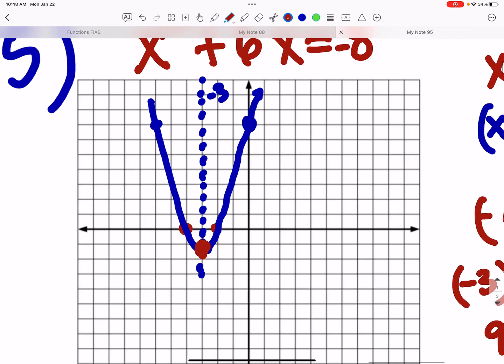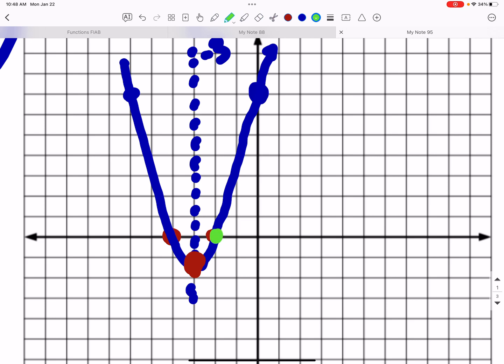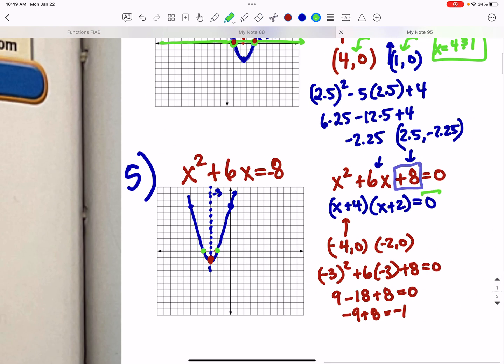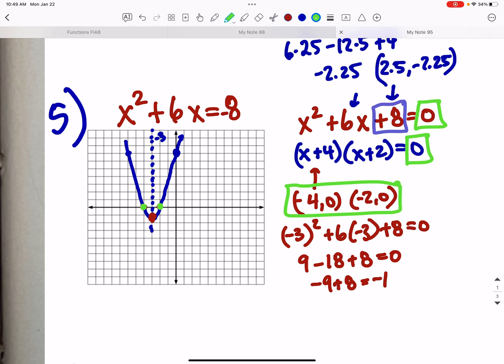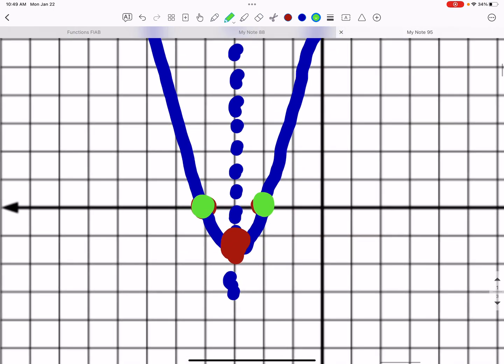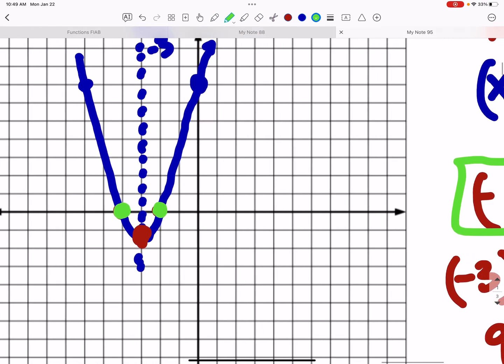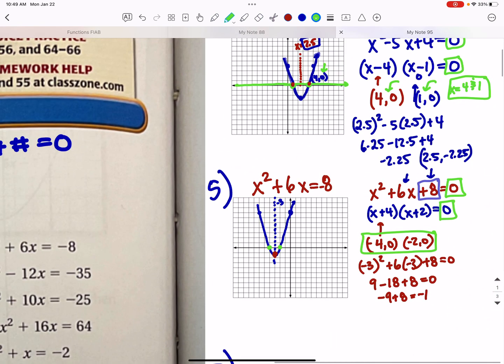Did I need to know that? No. The spots that I needed to know were that guy and that guy. Those were when the graph equals 0. So we could solve it using math, and then this is what it looks like on a graph right here. That's the big thing: the spots where it hits the line are when it equals 0. So x equals -2 and -4.